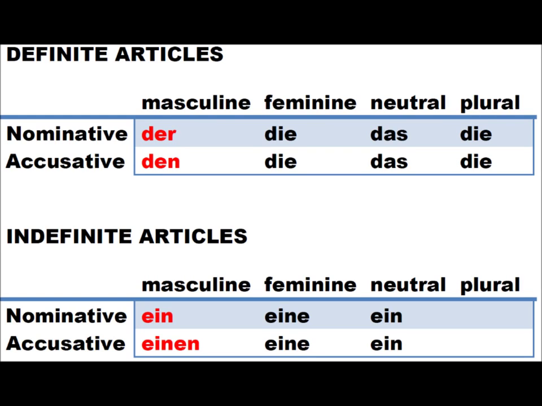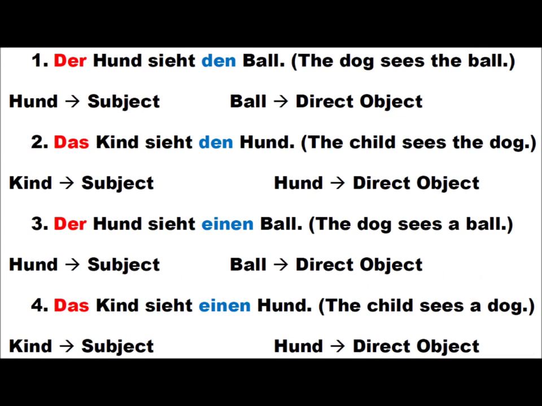All right, let's look at the second table. The second table regards the indefinite articles. Indefinite articles in German are ein for masculine, eine for feminine, and ein for neutral, okay? There's no plural. In the accusative case, it changes from ein to einen. Feminine and neutral stays the same. Let's take a look at some example sentences.